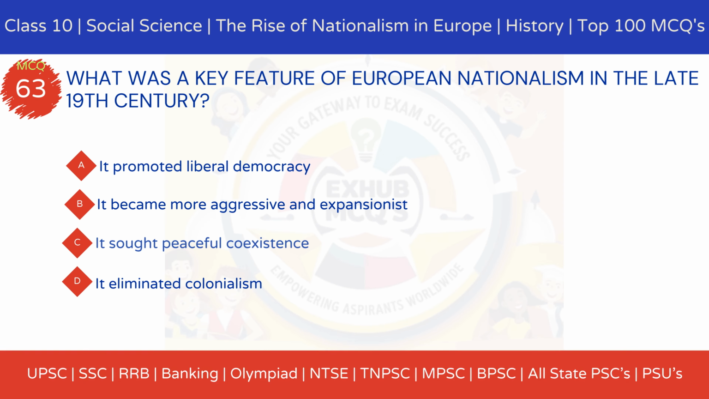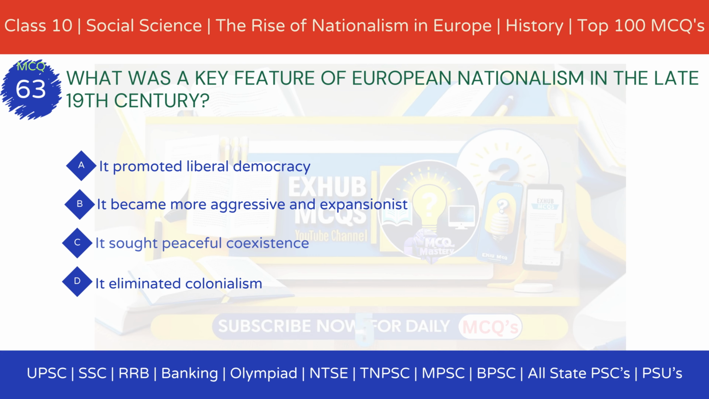MC 63. What was a key feature of European nationalism in the late 19th century? Option A. It promoted liberal democracy. Option B. It became more aggressive and expansionist. Option C. It sought peaceful coexistence. Option D. It eliminated colonialism.